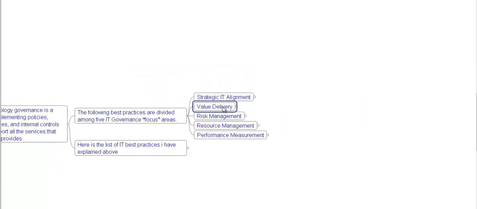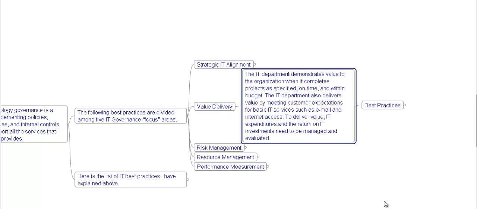Value delivery. The IT department demonstrates value to the organization when it completes project as specified on time and within budget. The IT department also delivers value by meeting customer expectations for basic IT services such as email and internet access. To deliver value, IT expenditure and the return on IT investment need to be managed and evaluated. Now we'll see the best practices.